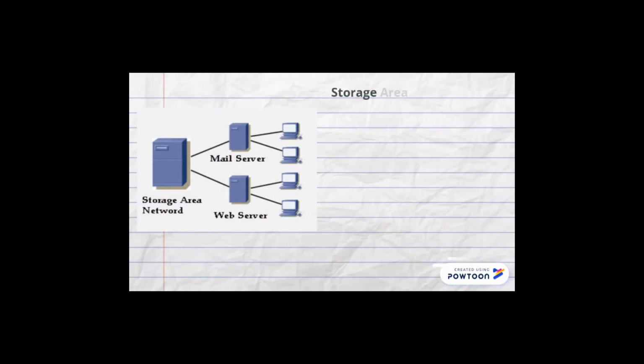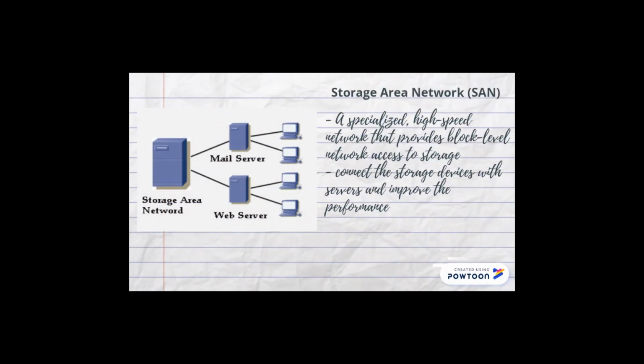Next, we have the storage area network. It is a specialized high-speed network that provides block-level network access to storage. SAN is used to connect the storage devices with servers and improve the performance by segregating storage traffic from the rest of LAN.